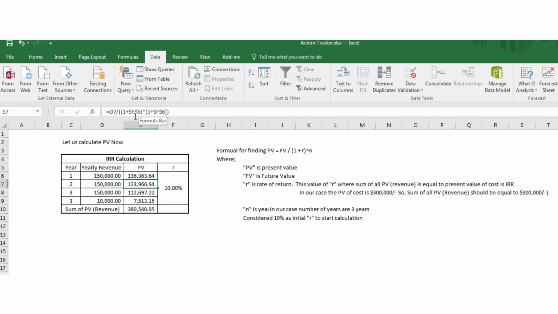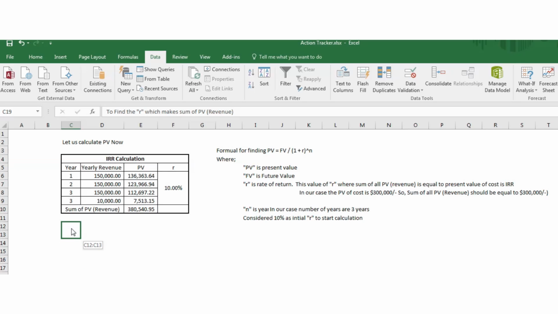Similarly, if you look at this, for 2 years I multiplied it to the power of N. For 3 years I have multiplied it 3 times, so it is power of 3, which gives me values like this. Similarly, for 10,000 which comes after 3 years, we have got this value. So now at the rate of 10%, we are getting 3,80,000. Is that okay? It is not serving our purpose to find IRR. 10% is not the IRR we are looking for.